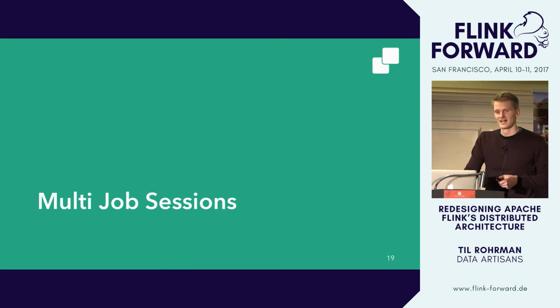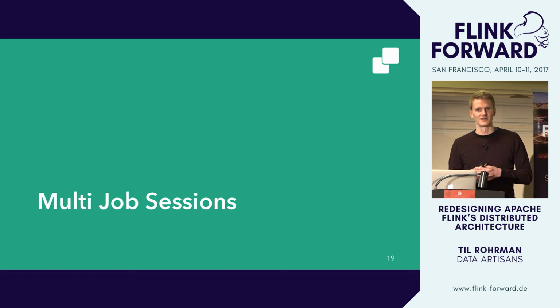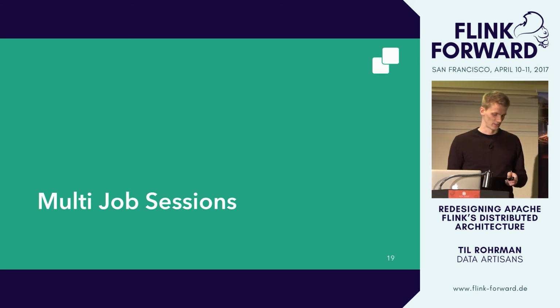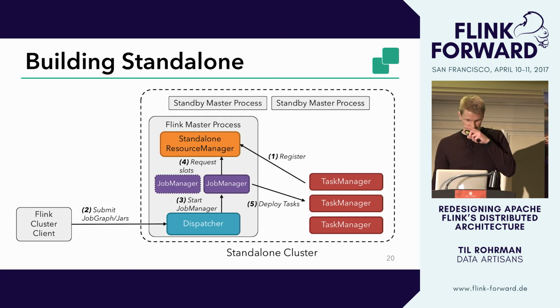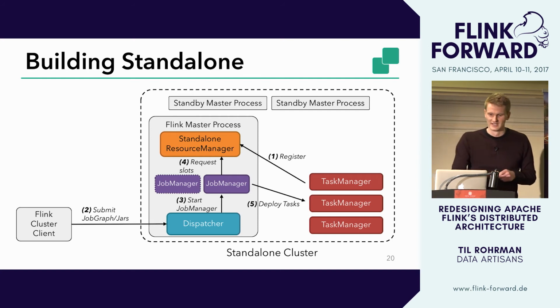All right. So much for the job mode execution. Now let's take a look at how we can implement the second mode, the session mode, where we run multiple jobs on a single cluster. For that, we first take a look at the standalone case. Here we have basically a Flink master process running on a machine. And this master process contains the standalone resource manager and a dispatcher.